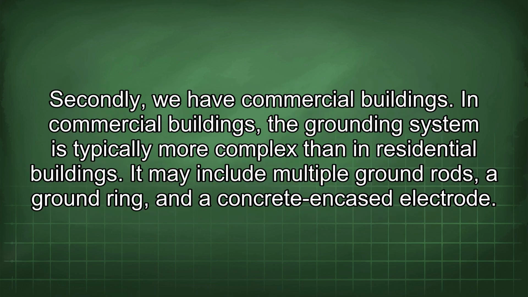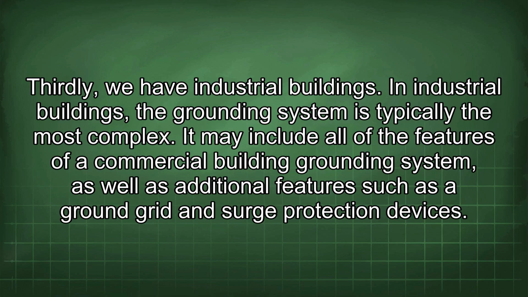Secondly, we have commercial buildings. In commercial buildings, the grounding system is typically more complex than in residential buildings. It may include multiple ground rods, a ground ring, and a concrete encased electrode. Thirdly, we have industrial buildings. In industrial buildings, the grounding system is typically the most complex. It may include all of the features of a commercial building grounding system, as well as additional features such as a ground grid and surge protection devices.